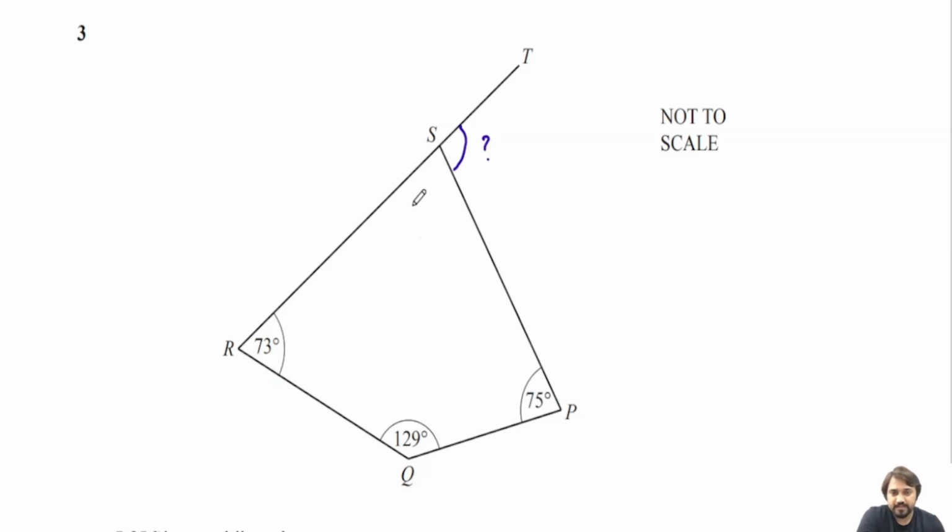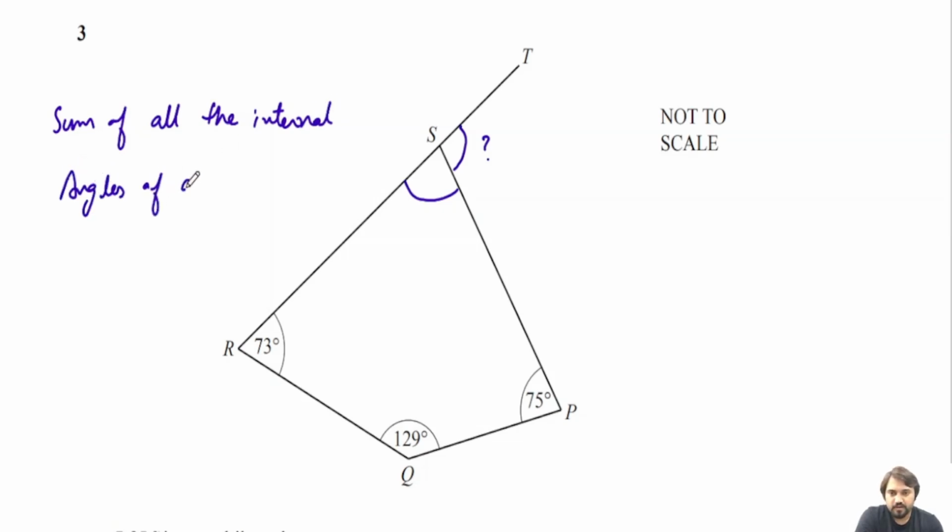How can we do that? First of all, we need to calculate this angle of the quadrilateral. We know that the sum of all the internal angles of a quadrilateral adds up to 360 degrees.